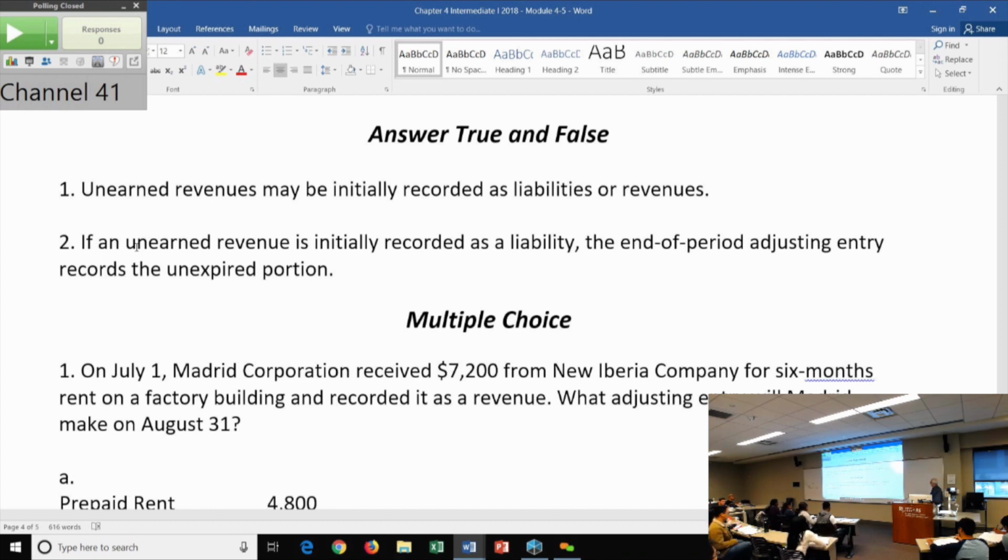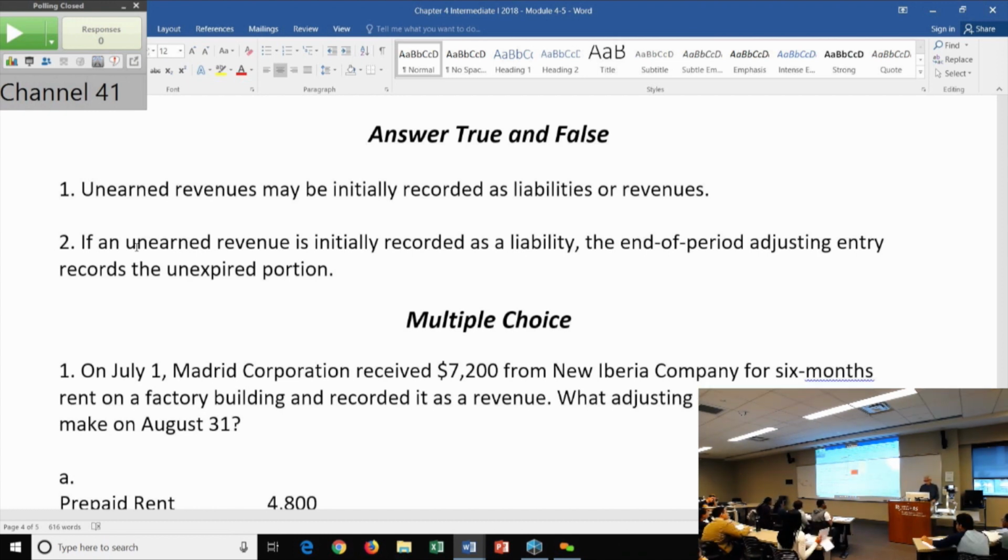Here's an interesting question, number 2. Let me read it to you first, and I'm going to ask you to answer it. If an unearned revenue is initially recorded as a liability, as it is recorded here, the adjusting entry will record the unexpired portion. This is a wording question, so let's go through this, and I should have this set up as a 1 minute timer.